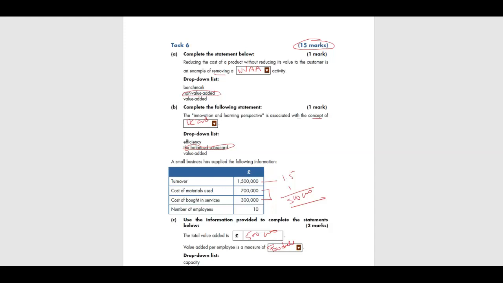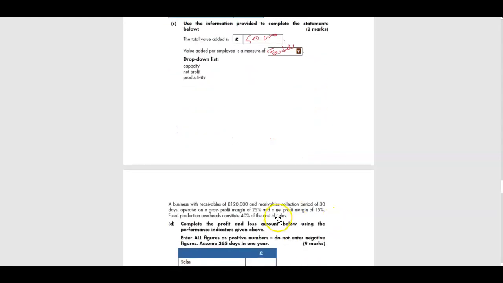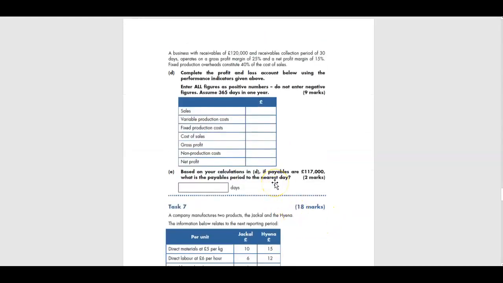The next one we have here is saying a business with receivables 120,000 and receivable collection days 30 days operates on a gross profit margin 25%, net profit margin 15%, fixed production overhead constitutes 40% of the cost of sales. Alright, so we have to find the sales first. It said the receivables or debtors is 120,000 and this is for 30 days. So we need to find it for the 365 days because we are calculating for the whole year. So let's find out how much the sales is. To find the sales, we need to calculate the sales for 365 days.